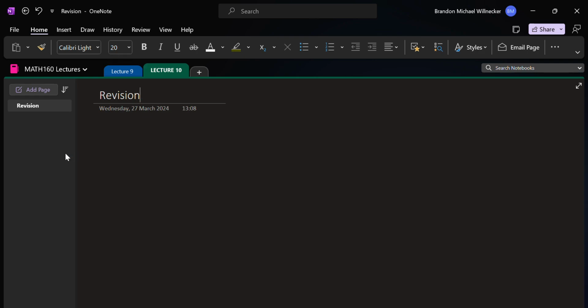Okay, let's get started. So before we start with the new work tomorrow, I just want to go over some revision of what we've done so far. That is all of the derivative rules, the implicit differentiation, and the derivative of inverse functions. Okay, so we're going to need to know all of that for the new work coming up.